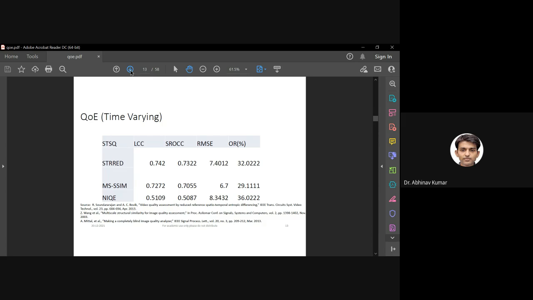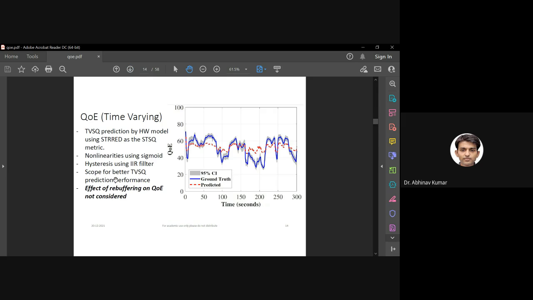But one thing that was not captured by these models is the rebuffering instances. That is something that was not available at that point of time. And also, please note this TVSQ, which is being used.